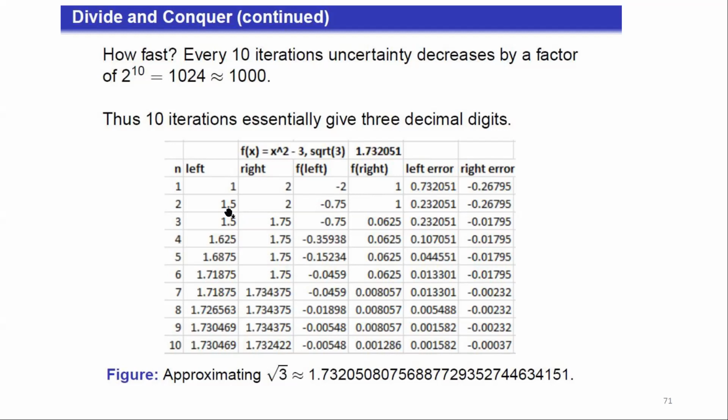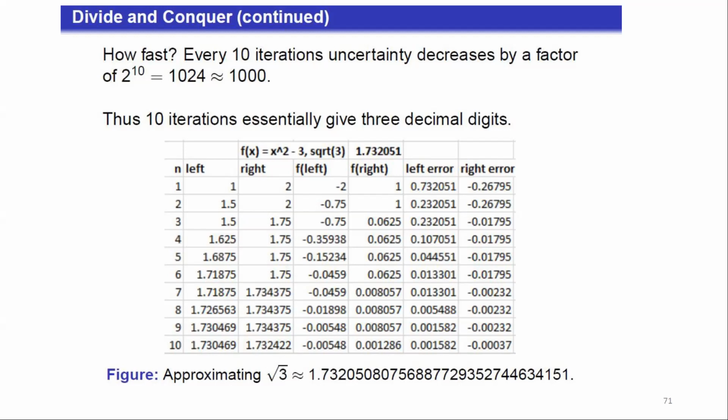If we look at 1.5, we see f of 1.5 is negative 0.75, which is negative. f of 2 is 1, which is positive. Is there a sign change between these two? Yes. So we now look between 1.5 and 1.75, and we see it goes from negative to positive, so there's a sign change. What I've done here is I've always chosen the correct one. So after 10 times, we know it's somewhere between 1.7304 and 1.732. The actual answer is 1.73205. So we're off by a little bit, but not terribly.